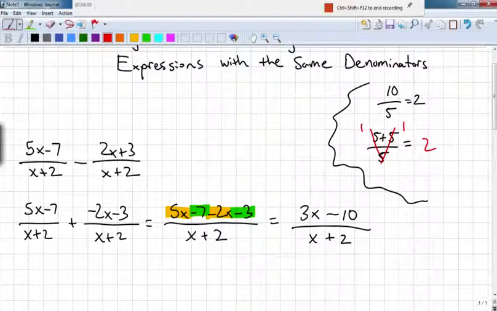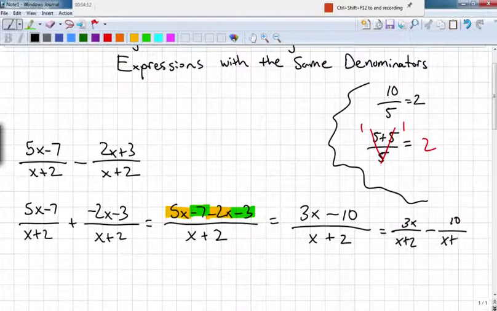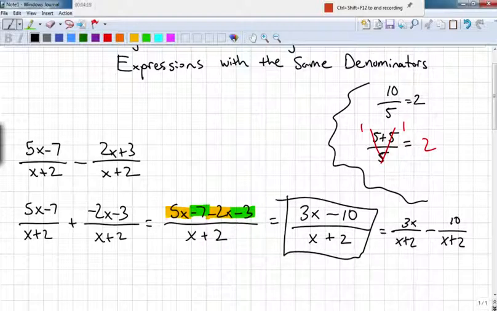So at this point on this problem, if we really wanted to get crazy and simplify some more, we could simplify this as 3x over x plus 2 minus 10 over x plus 2. But typically you don't need to go that far. This is most of the time the accepted answer. So you notice, back on this example one more time, you have to divide the entire denominator by each term that's added or subtracted in the numerator.